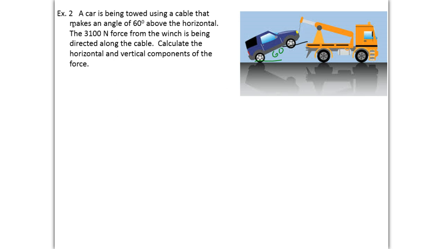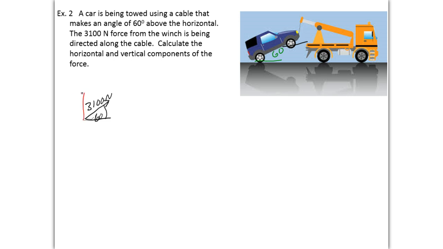So I'll just grab my pen here. So you think the tow truck is pulling the car. It exerts a force of 3,100 newtons to lift that car. And when it lifts the car, it makes an angle 60 degrees to the ground. And what they're asking you is, what are the vertical and horizontal components of that force?